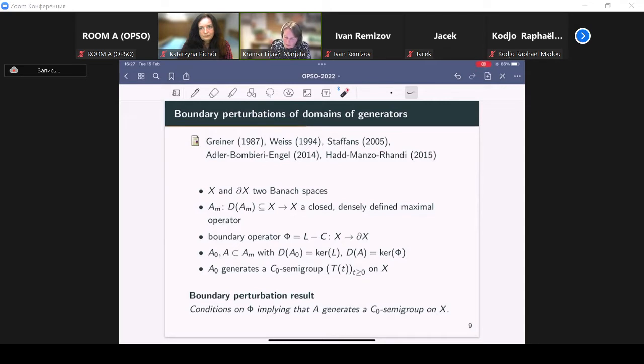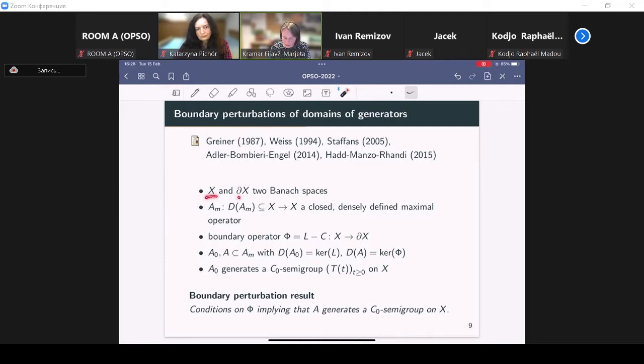Let me mention two other important names in this subject. Weiss and Staffans, where the same was studied more in the system theory language. And then there are two other papers that appeared almost simultaneously in 2014 and 2015, who translated this to the language of abstract semigroup theory. This is in the case of unbounded perturbation in the domain of a generator. So what is done there is shortly described here.